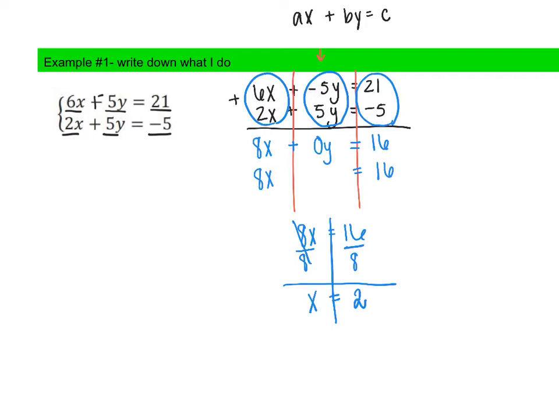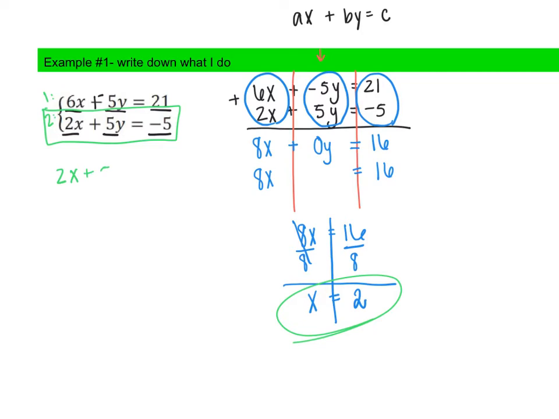I found that x equals 2, but now I have to find what y equals. So I'm going to choose one of these equations that I had originally. It does not matter which one. In my opinion, I always want to choose the one with the smaller numbers. So I'm going to choose this second one right here. And what I'm going to do is plug in this x for a 2 and solve for my y.